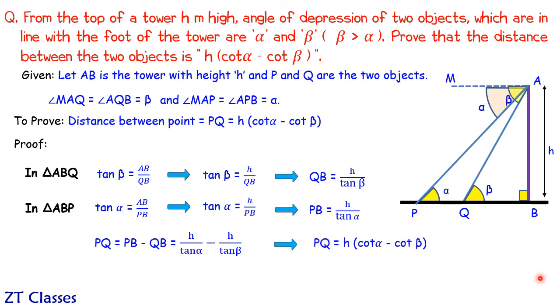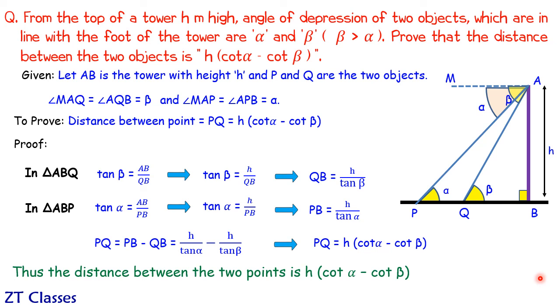Solve it, and you will get the value of PQ as H times cot alpha minus cot beta, and thus the distance is H times cot alpha minus cos beta. And this is what we had to prove, and here comes our favorite part, that is hence proved.